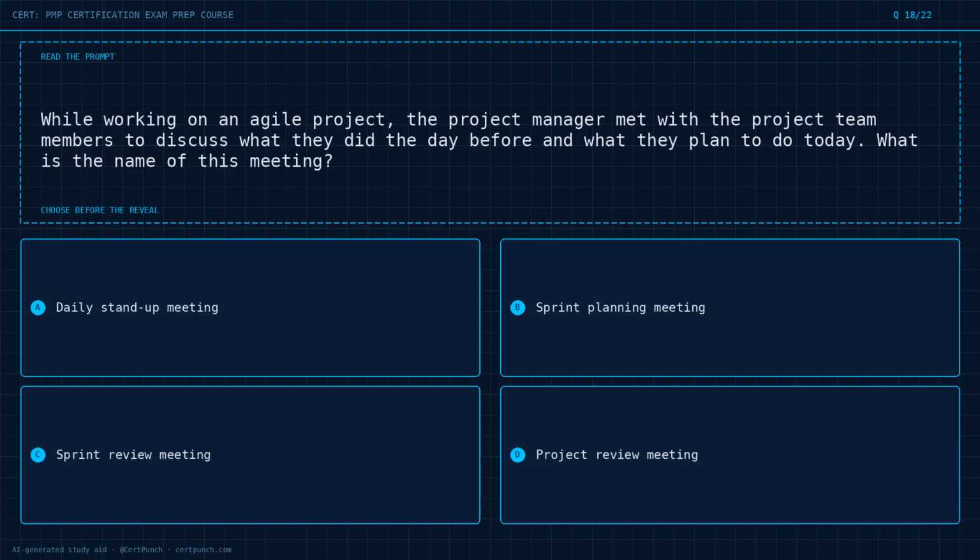Question 18 of 22. While working on an agile project, the project manager met with the project team members to discuss what they did the day before and what they plan to do today. What is the name of this meeting?